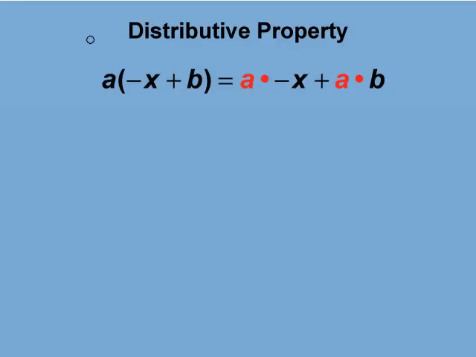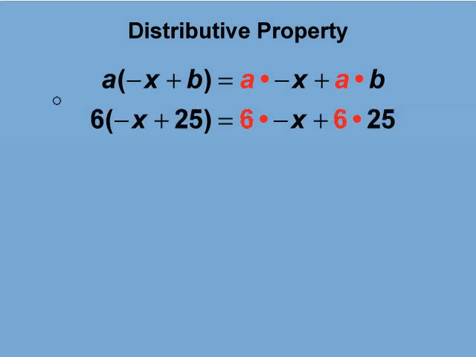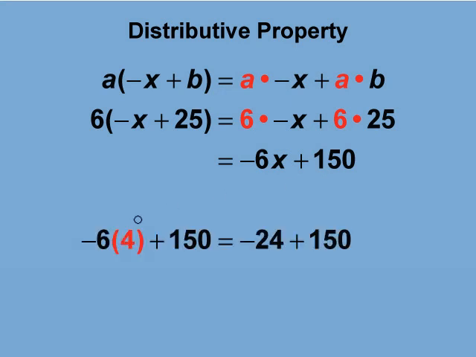Using the distributive property with an expression of this form has the a term distributed to each of the terms of the variable expression. So we take the 6 and distribute it to the negative x and the 25, as shown here. The result is negative 6x plus 150. We evaluate this expression for x equals 4, as shown here. We get negative 24 plus 150, which is equal to 126. Let's look at another example.